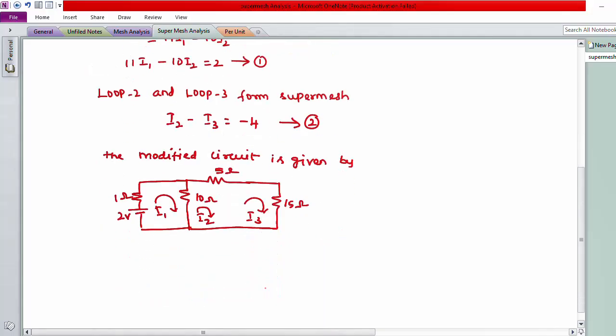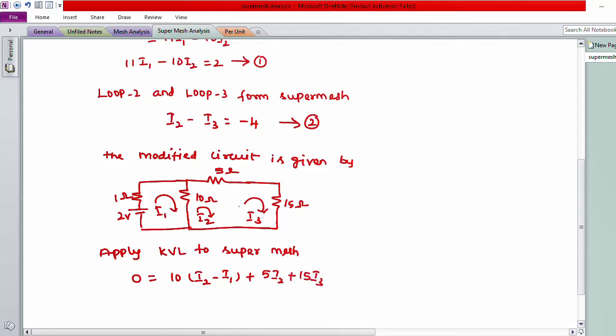So for this loop, now we have to write the KVL. Apply KVL to the super mesh. In this loop, there is no voltage source, so we write the equation 0 = 10 × (I2 − I1) + 5 I2 + 15 I3. The current through the 5 ohm resistor is I2, so we write 5 I2. And the current through the 15 ohm resistor is I3, so we write 15 I3.